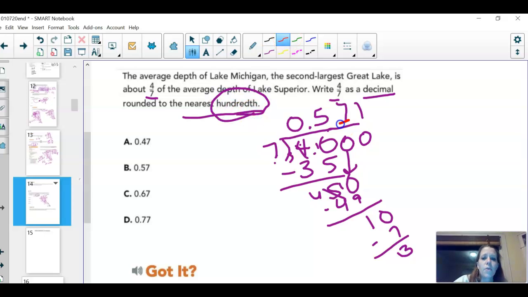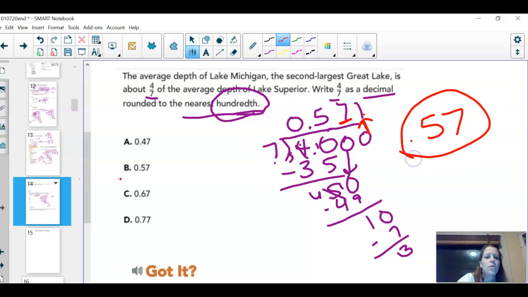So I'm going to put 7 and an arrow. 1 is less than 5. 1 es menos que 5. Y entonces 7 va a quedar lo mismo. 5. Y ahora yo tengo B.